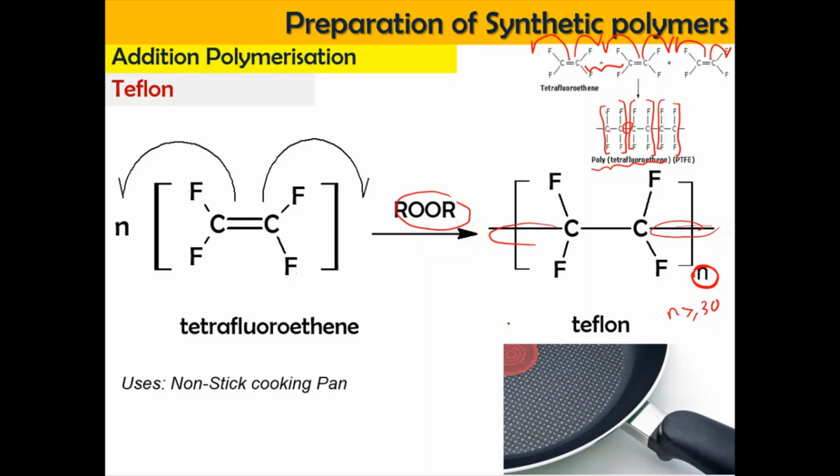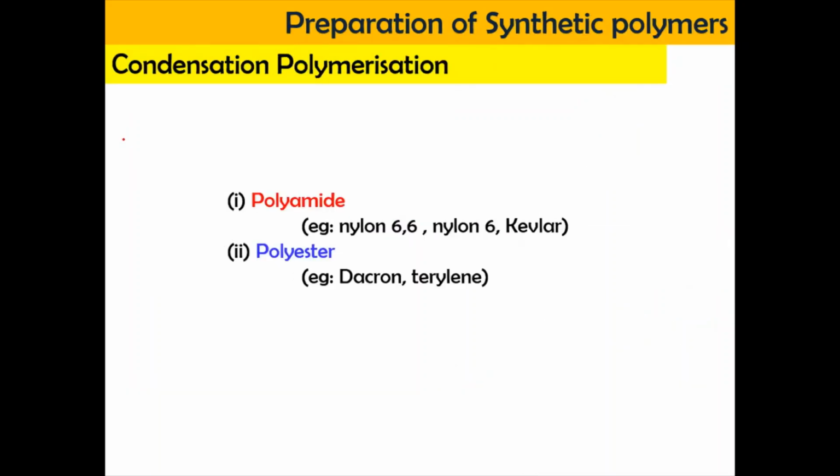So Teflon is a popular brand used for cookware, which is Tefal. The idea of the brand name Tefal comes from Teflon. Okay, so that's all for addition polymerization. Now we're going to look into condensation polymerization.